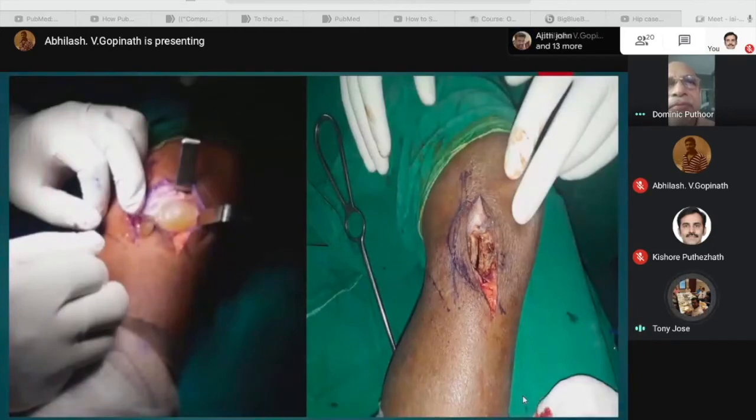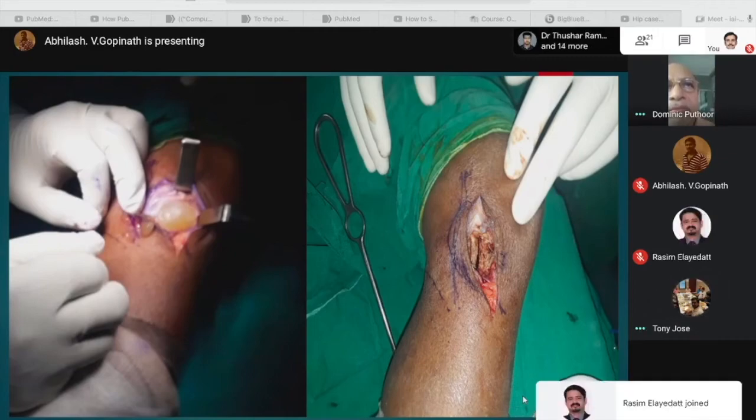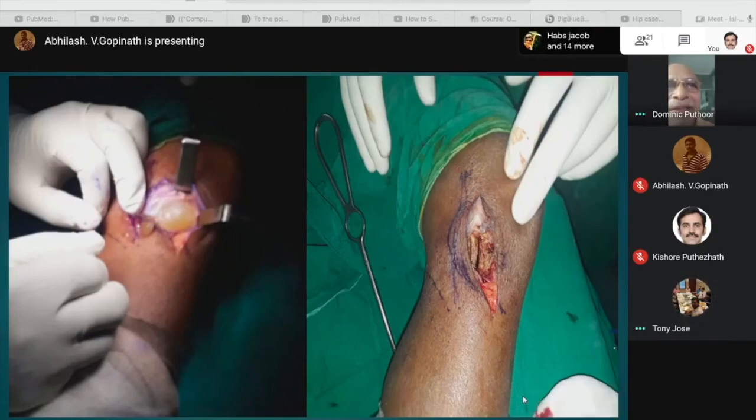Then we put a skin incision centered over the swelling. It's an oblique skin incision centered over the swelling. Then we deepened the incision, and we found a well-capsulated swelling. Then we identified one structure, the infrapatellar branch of the saphenous nerve, and we separated that. You just keep it aside with safety.